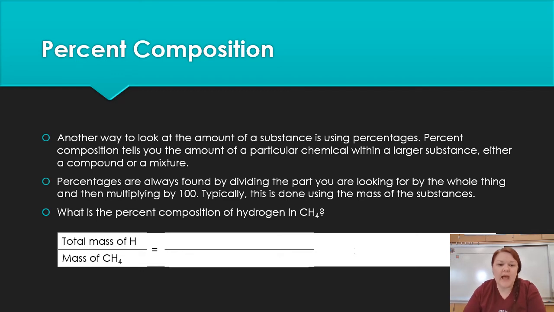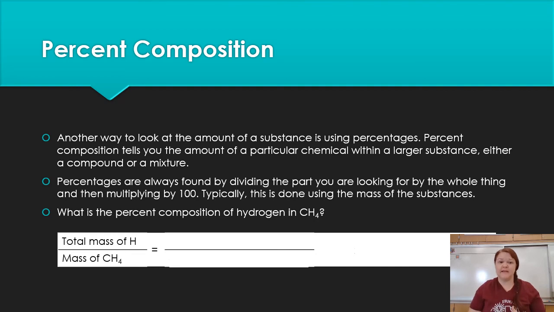Let's take a look at another way to look at the amount of a substance, and it's using percentages. So we have something called percent composition. Percent composition tells you the amount of a particular chemical within a larger substance, either a compound or a mixture. So it could be how much carbon is in carbon dioxide, that molecule, or how much sodium chloride is in a mixture of sodium chloride and water, like salt water. So it could be looking at a particular part in a mixture or a particular element in a compound. It can be used for both.